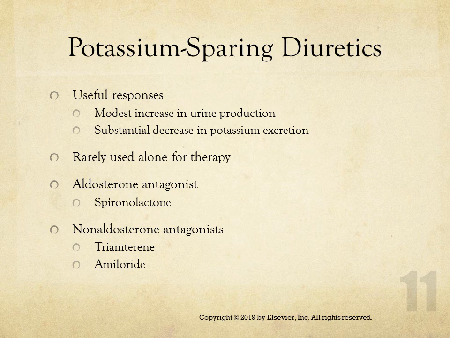Another reason to consider is with the other two, the loop and the thiazides, you can have some cross sensitivity with a sulfa allergy. And of course, it would depend on the severity of that sulfa allergy, but you may need to consider putting the patient on a potassium sparing diuretic if that is the case. Usually, though, because of only modest increases in urine production, you usually aren't going to use this diuretic alone. You will be considering using another antihypertensive agent.